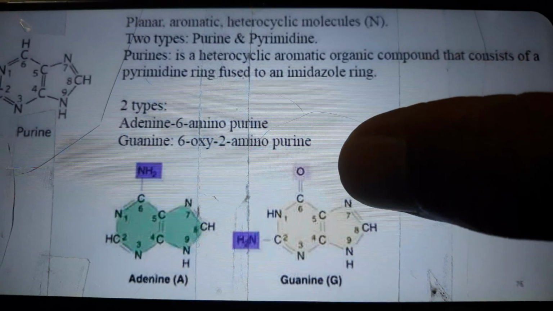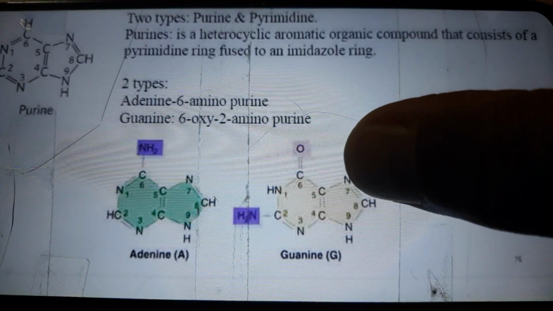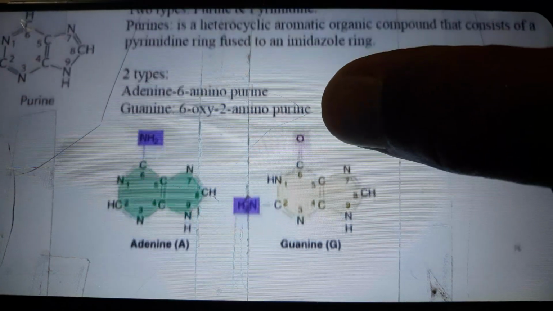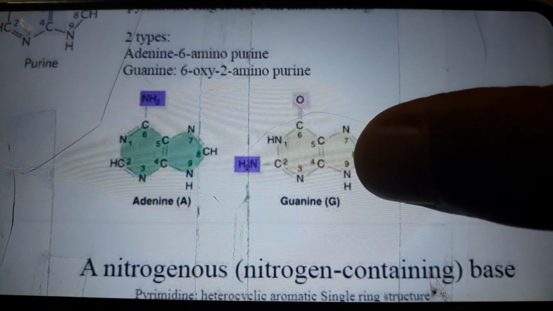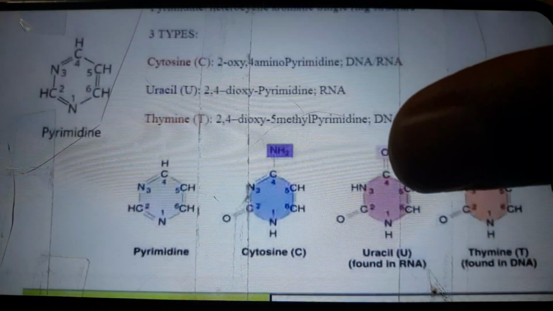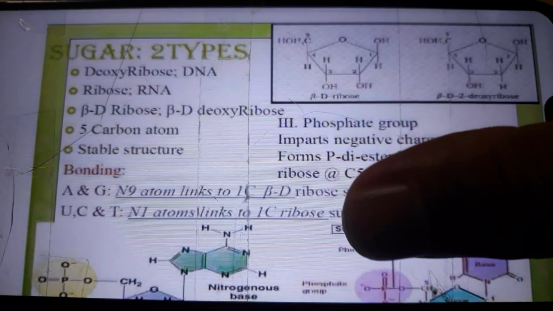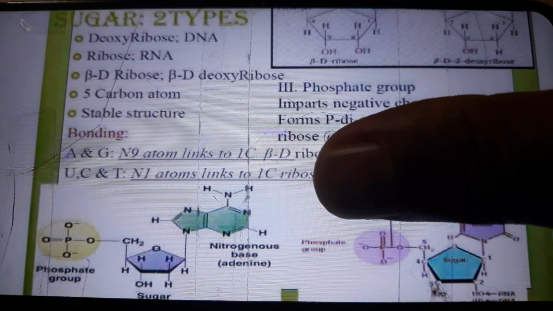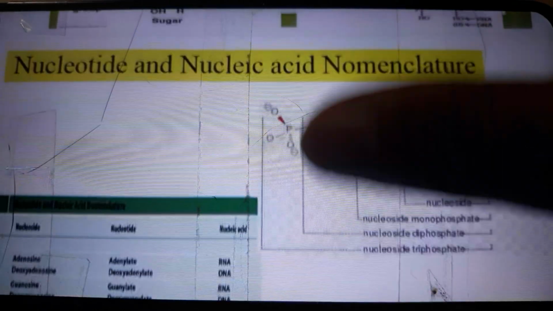Two types, purine and pyrimidine. A purine is a heterocyclic aromatic organic compound consisting of a pyrimidine ring fused to an imidazole ring. Two types: adenine, 6-amino purine, and guanine, 6-oxy-2-amino purine. Pyrimidine bases: cytosine, uracil, thymine. Sugar types: deoxyribose in DNA, ribose in RNA, beta-D-ribose, beta-deoxyribose, five-carbon atom, stable structure.